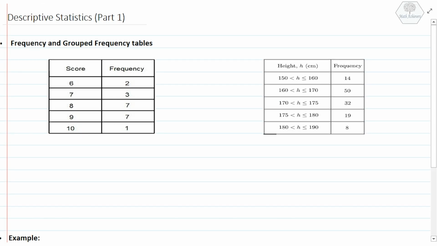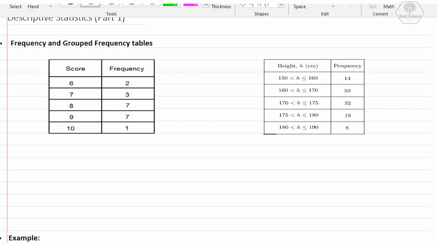Now, if our data is big, we have to organize it in tables with how many times each value is recurring. So instead of wasting time writing big data or writing it in a way which is not organized for observation, we can have frequency tables or grouped frequency tables. What's the difference?